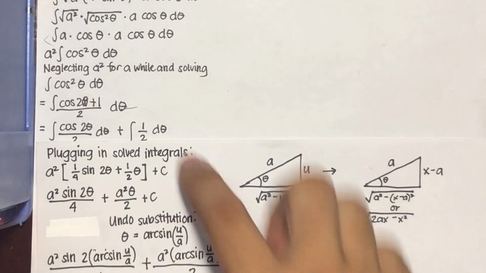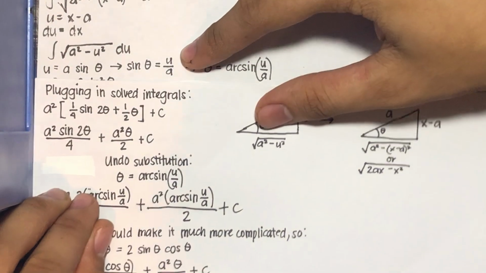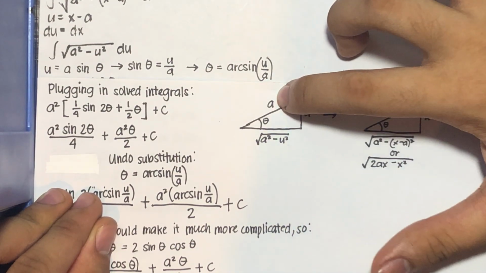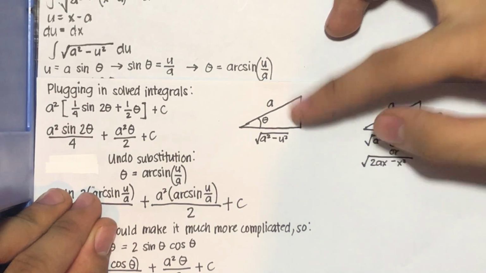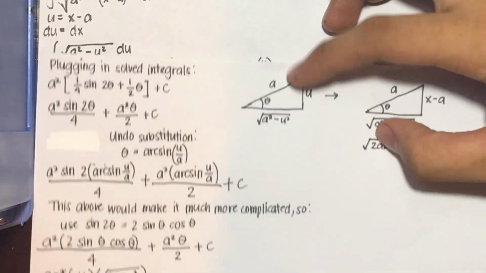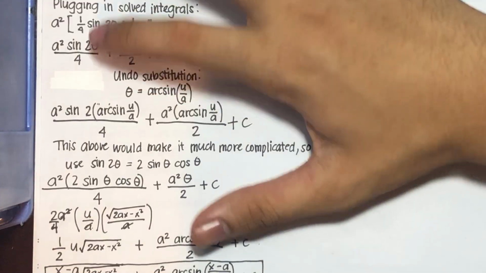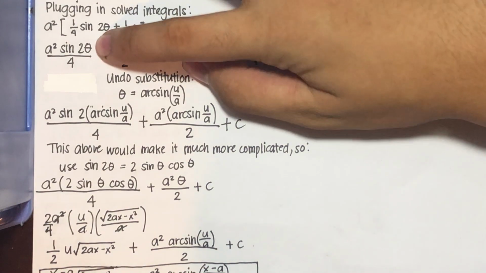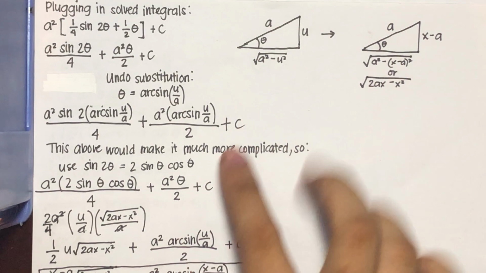So since sine theta is u over a, that would be opposite over hypotenuse. So the opposite would be u, and the hypotenuse would be a. That would be equal to this part right here, these two are basically the same. So once again, I would want this a squared sine 2 theta to be such that we can find the values directly. We would have another identity for that.